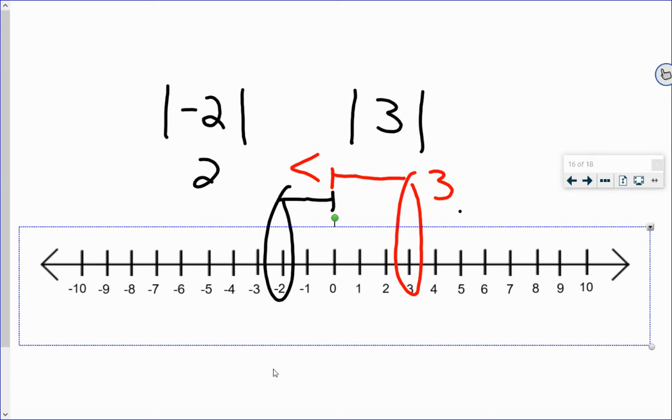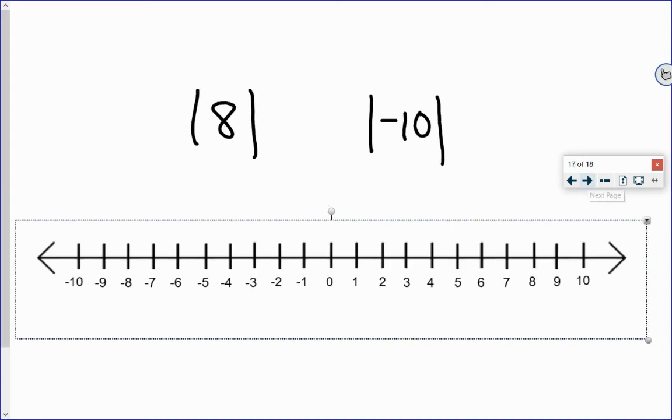Remember, when you do absolute value, remember to solve the absolute value first. In other words, tell the distance first. Once you have the distance, then you compare the distance. Which distance is further? Okay?